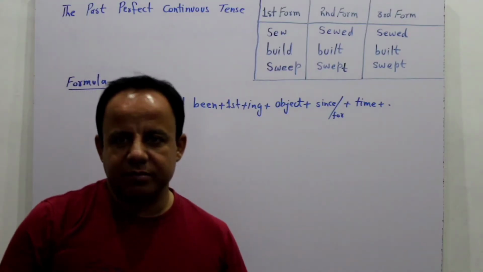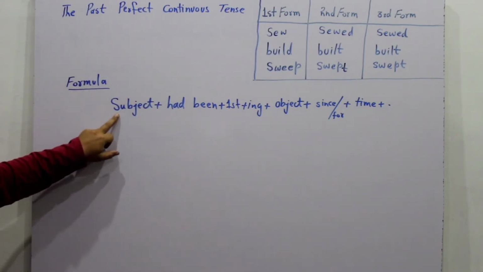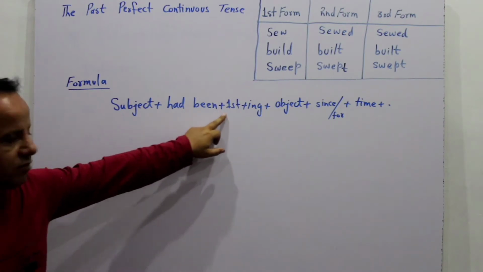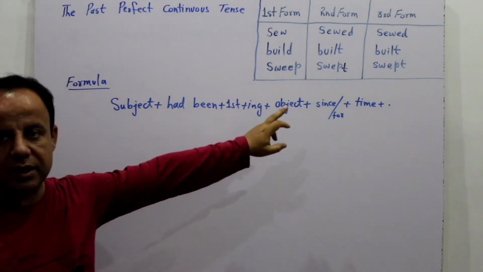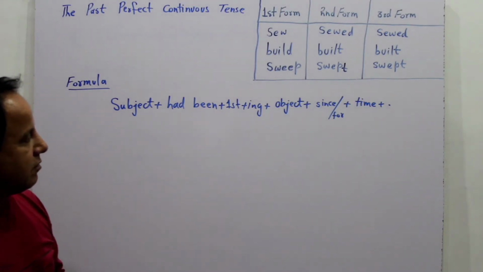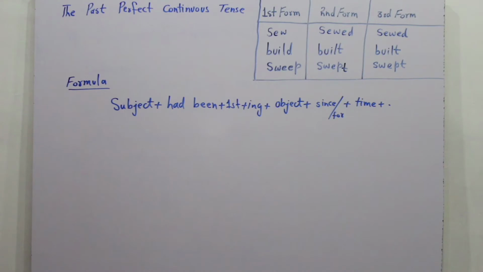Now let's go and make sentences. You can find here the formula. We use first subject, then had been, then first form plus ing, and as object we can use since or for plus time. Now let's go and make the first sentence. The first verb is sow. Let's go and make a sentence.